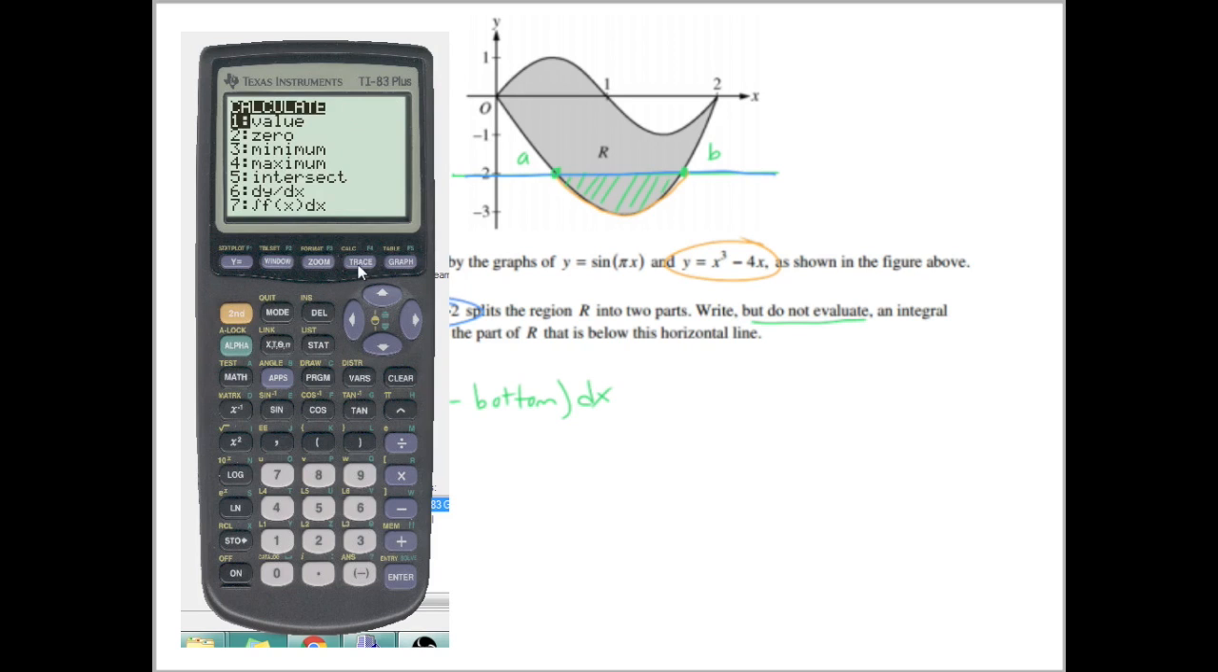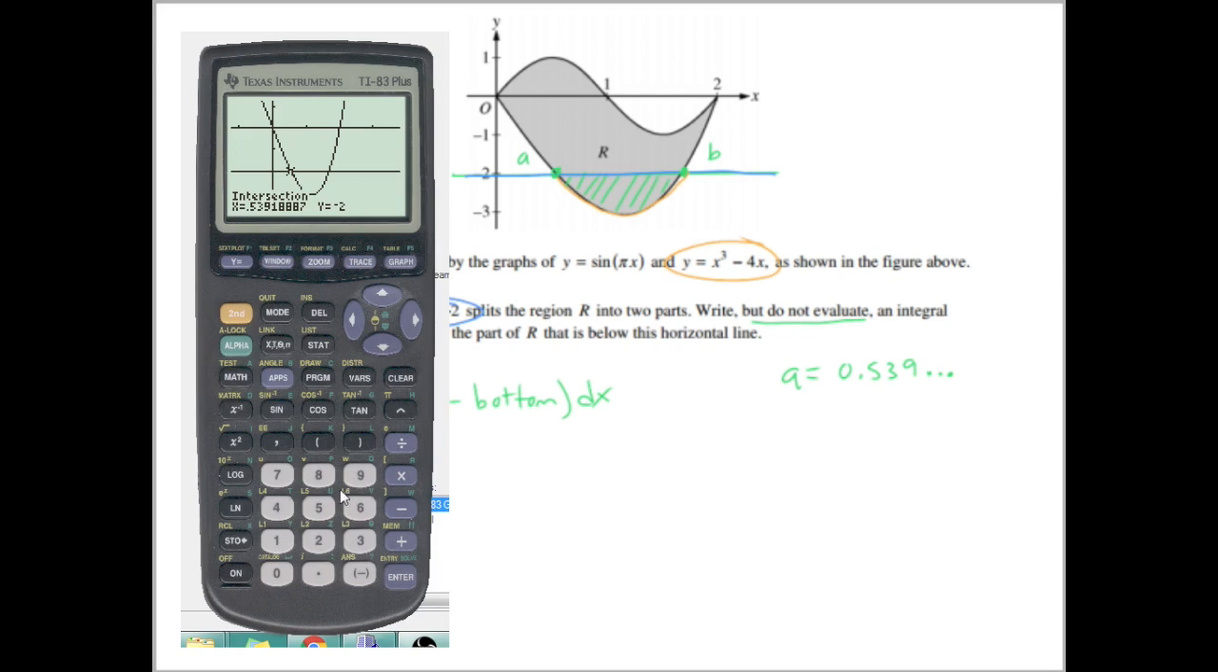To do that, we'll hit second trace, and we'll scroll down to intersect. And then you move your cursor to about the place where you think the two lines intersect. You hit enter, enter again, enter again. And then we get that this value a is equal to 0.539. So a equals 0.539 with dots after it, which signifies that we have the exact value, since this by itself would just be a rounded value.